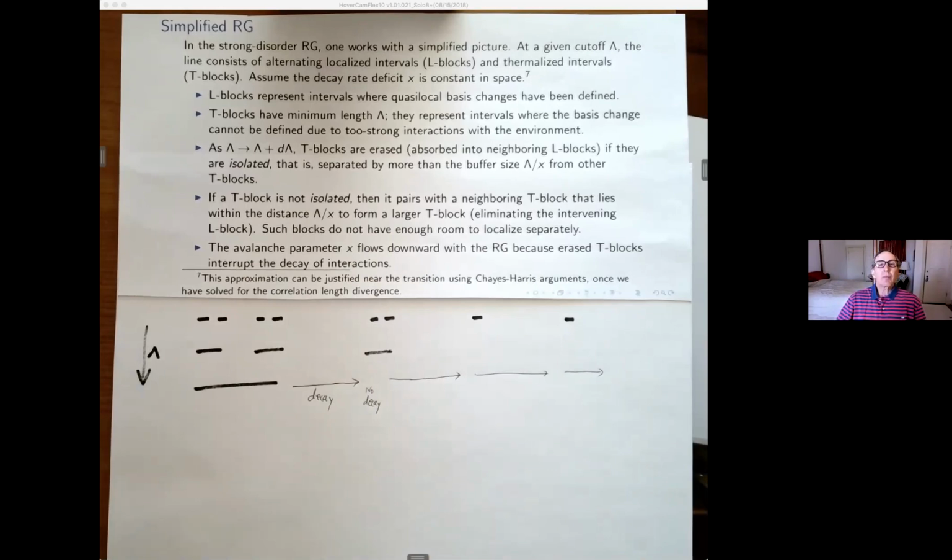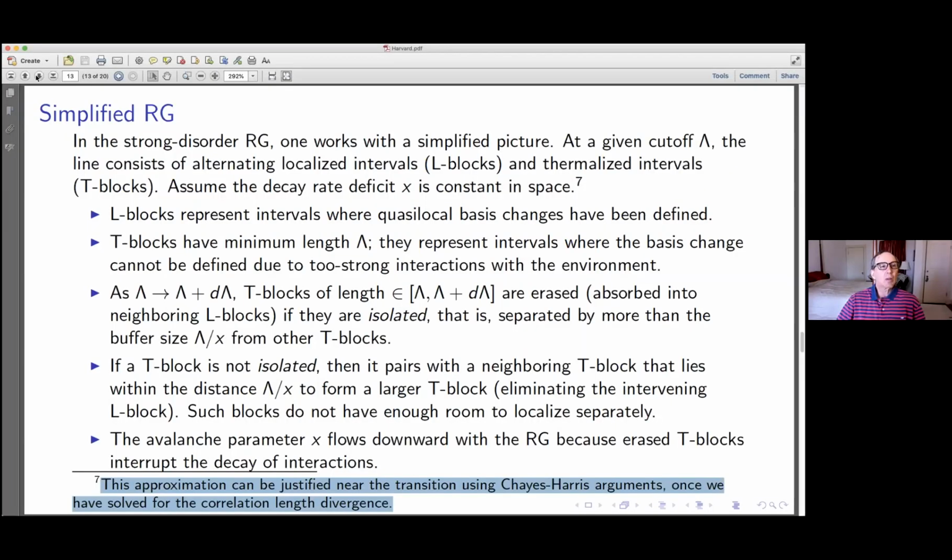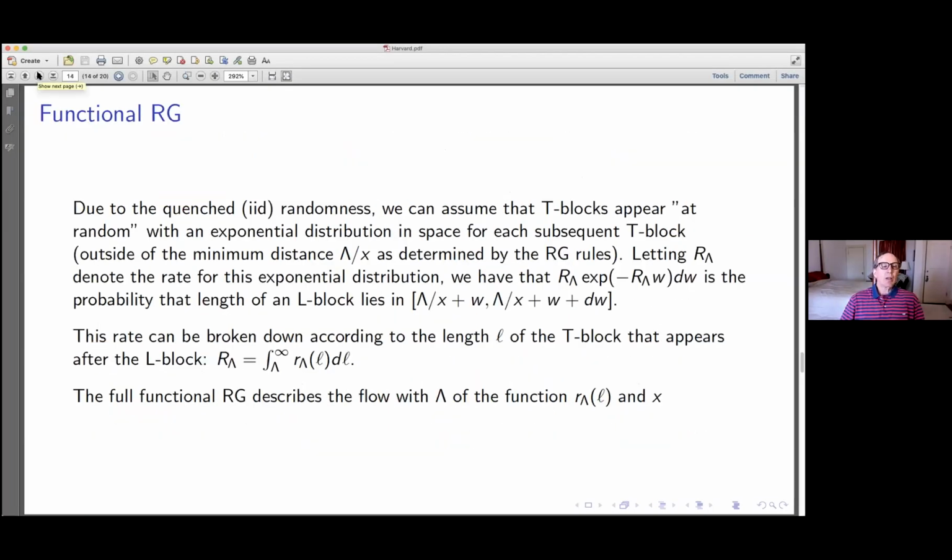Okay, so let me go back to my original slides. So now I need to introduce the functional RG, which is basically a mathematical expression of what I drew in pictures in the previous slide. So what we have here is quenched randomness, or ID randomness.